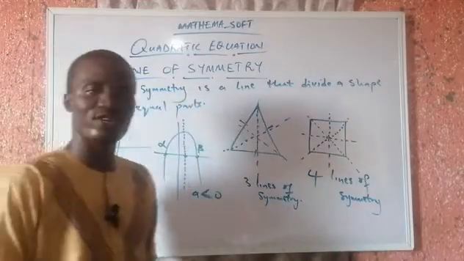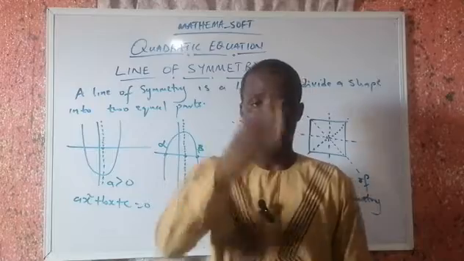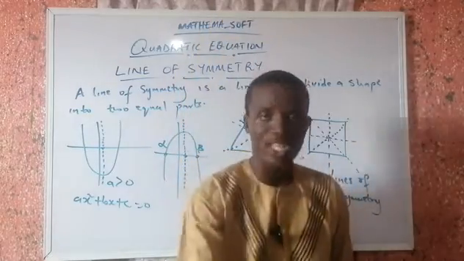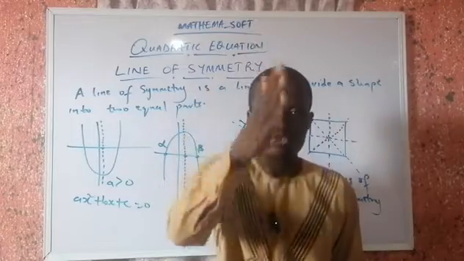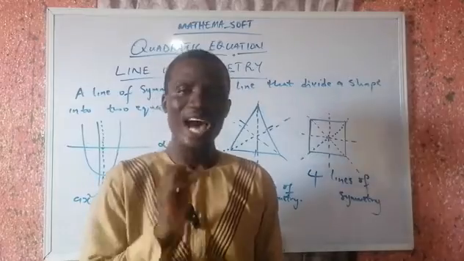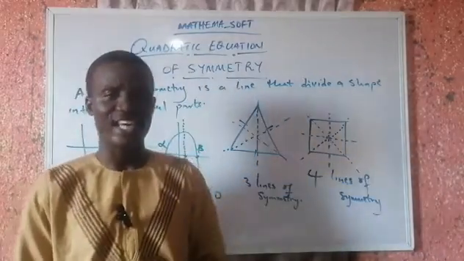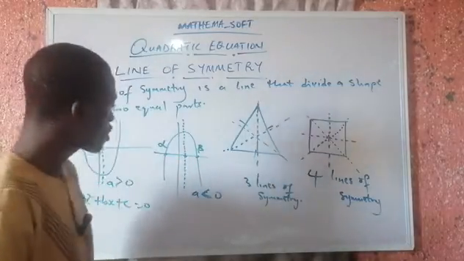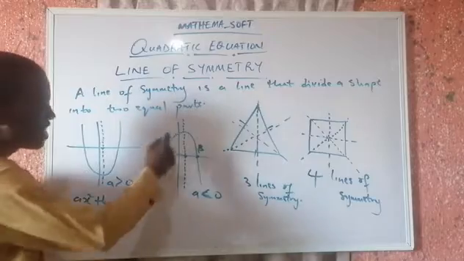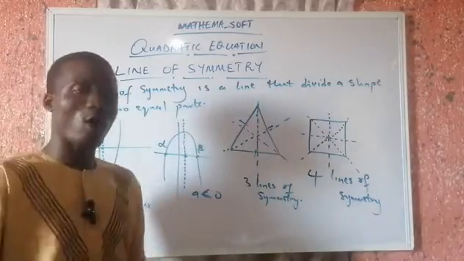So the line of symmetry is never found on the y-axis but on the x-axis because it runs through the x-axis. It cuts through the x-axis and not the y-axis. Another thing that you must note, which we are going to make reference to in the next video, is that this line of symmetry will definitely pass through the peak of the curve.